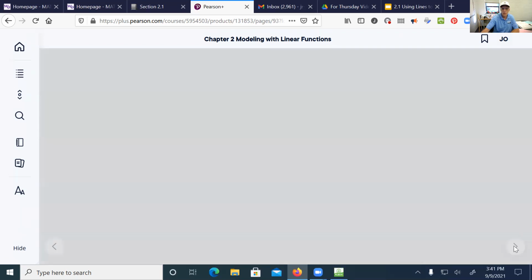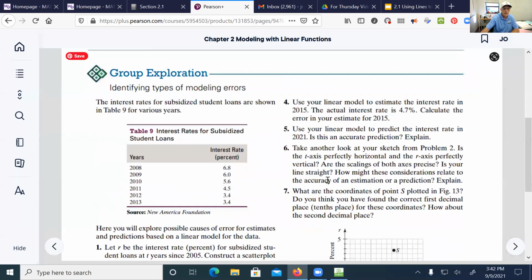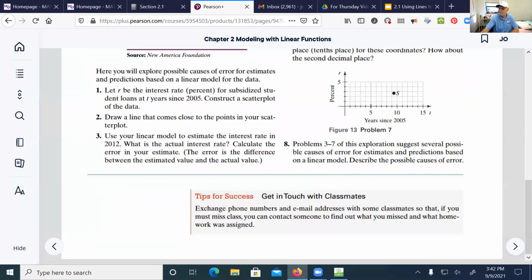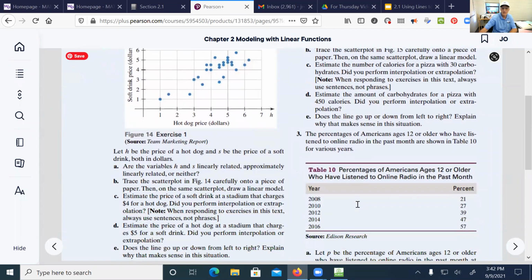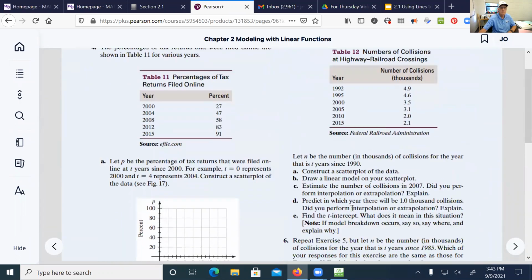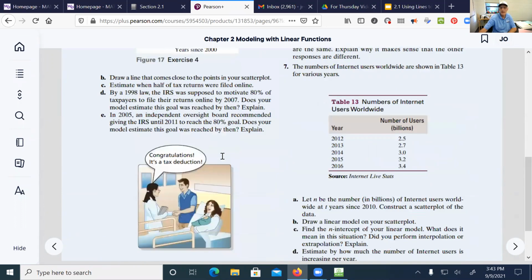So if we get over here to the homework, in the homework in Chapter 2, we're mainly going to be dealing with real-world applications. So number 3 here, percentages of Americans ages 12 or older who have listened to online radio in the past month, and we have some data here. Percentage of tax returns that were filed online. Number of internet users worldwide. All various applications, oftentimes a data set.